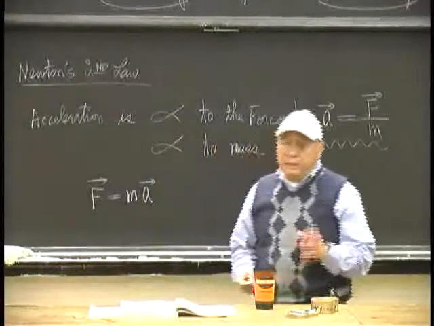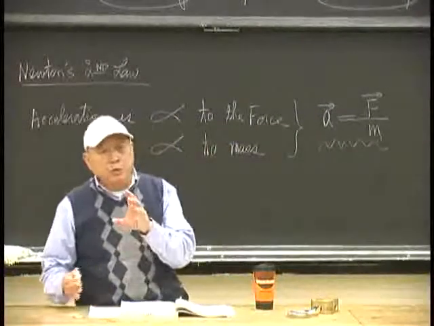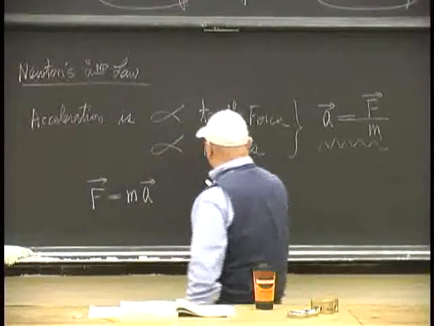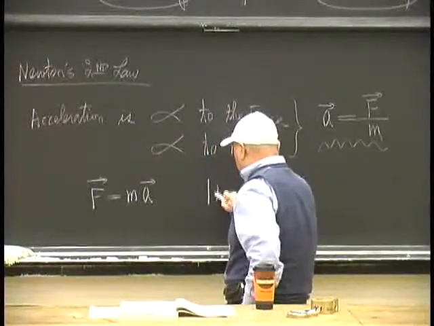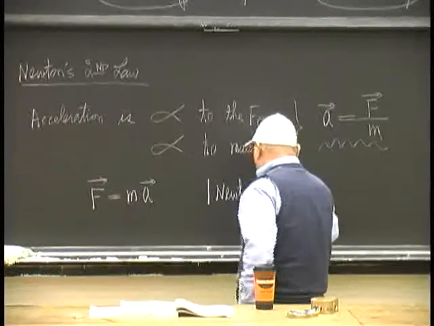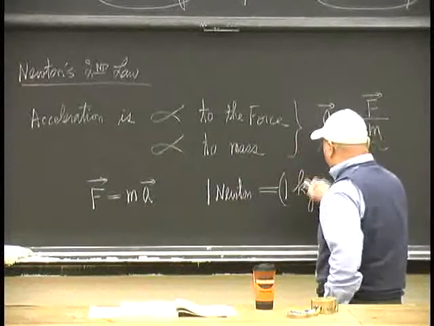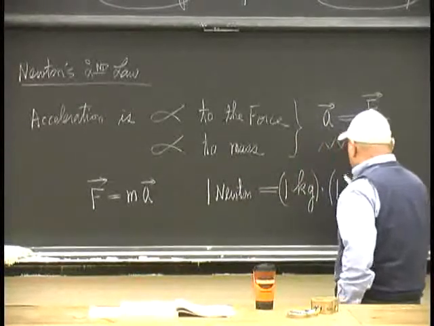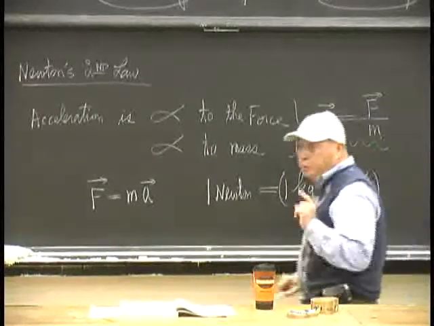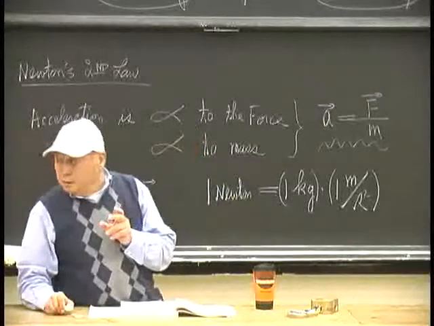So immediately, the gentleman, Isaac Newton, created a new unit. What's the new unit? The unit of force. He says 1 Newton is equal to 1 kilogram times 1 meter per second squared. So the unit is very important in physics.